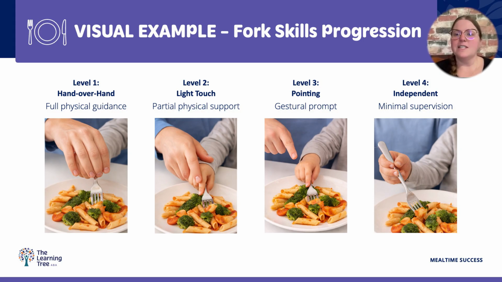And the next level is independence, and this is when we have minimal support, but we are also still there supervising as needed. You can see in this picture, the child has the fork by themselves. They're using it to stab the food. The adult is still there in case they need any help. Maybe a piece of food is really slippery. They're having challenges, then we can step in and help as needed.